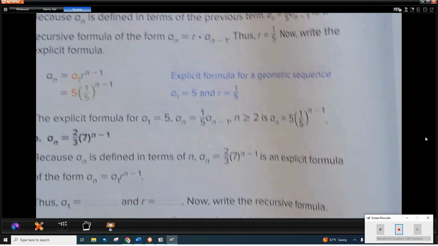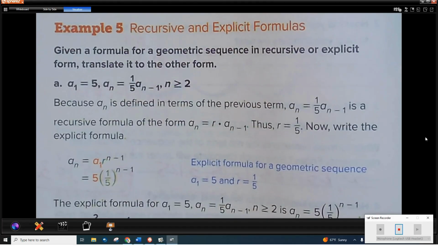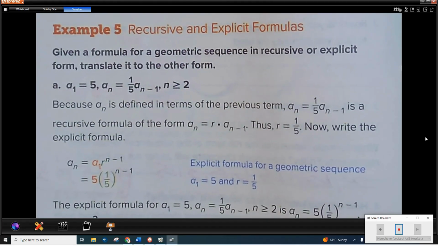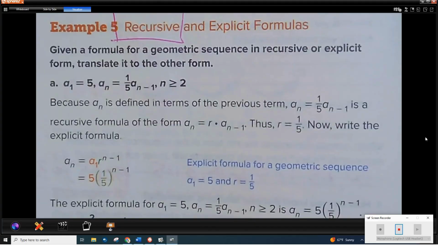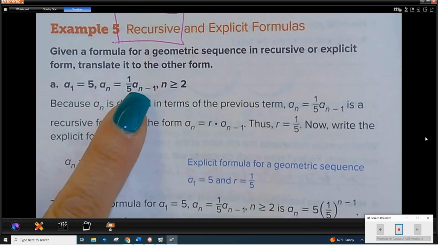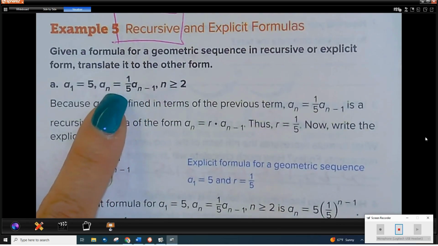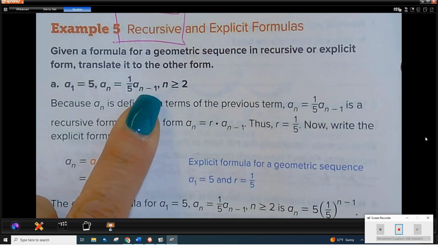Example 5. So we have recursive, which we've been doing, or explicit formulas. Explicit formulas are the ones we've been doing. Recursive means they occur over and over and over. So we have this, which is a recursive formula. Why? How can I tell? There's no exponent. So the nth term is 1/5 times the n minus 1, the previous term.